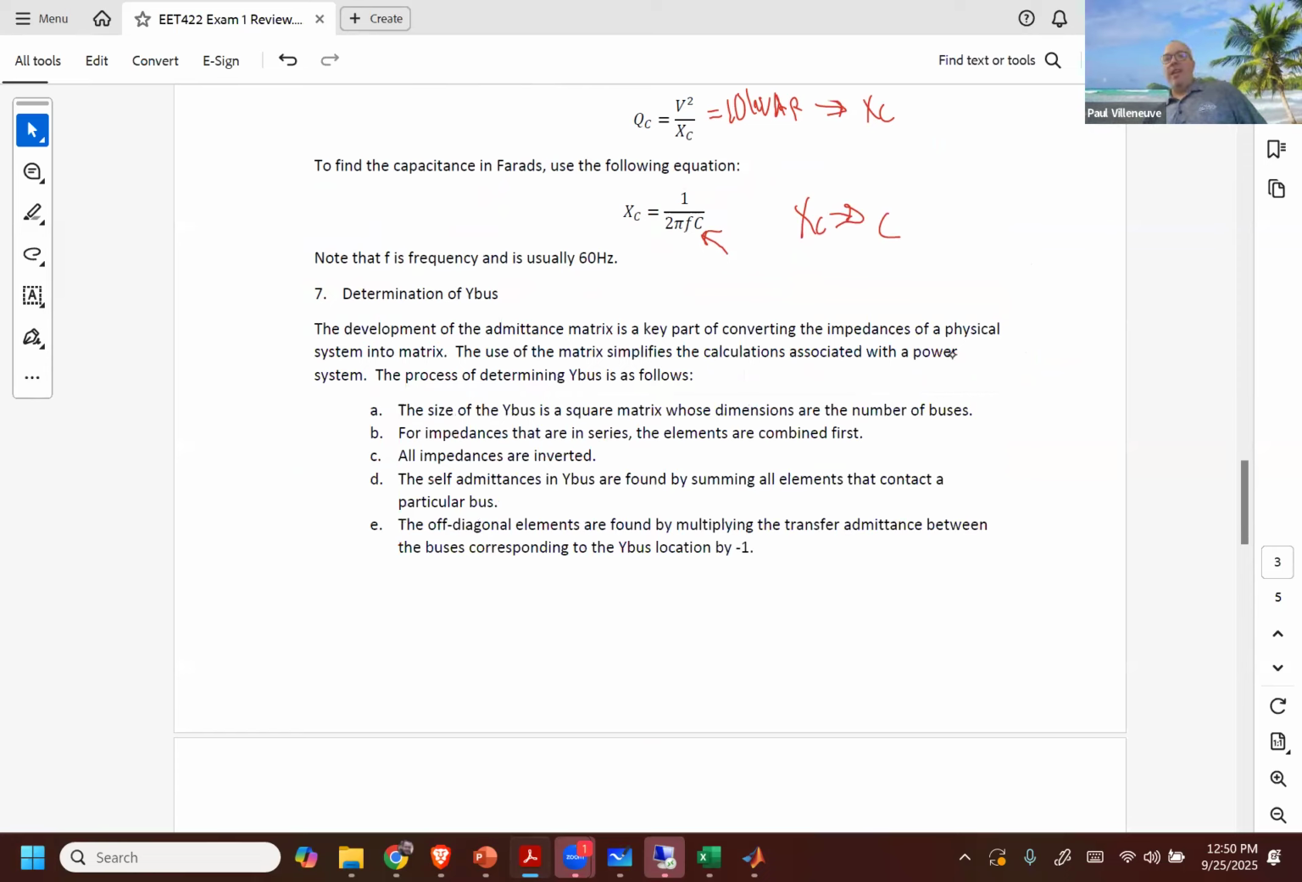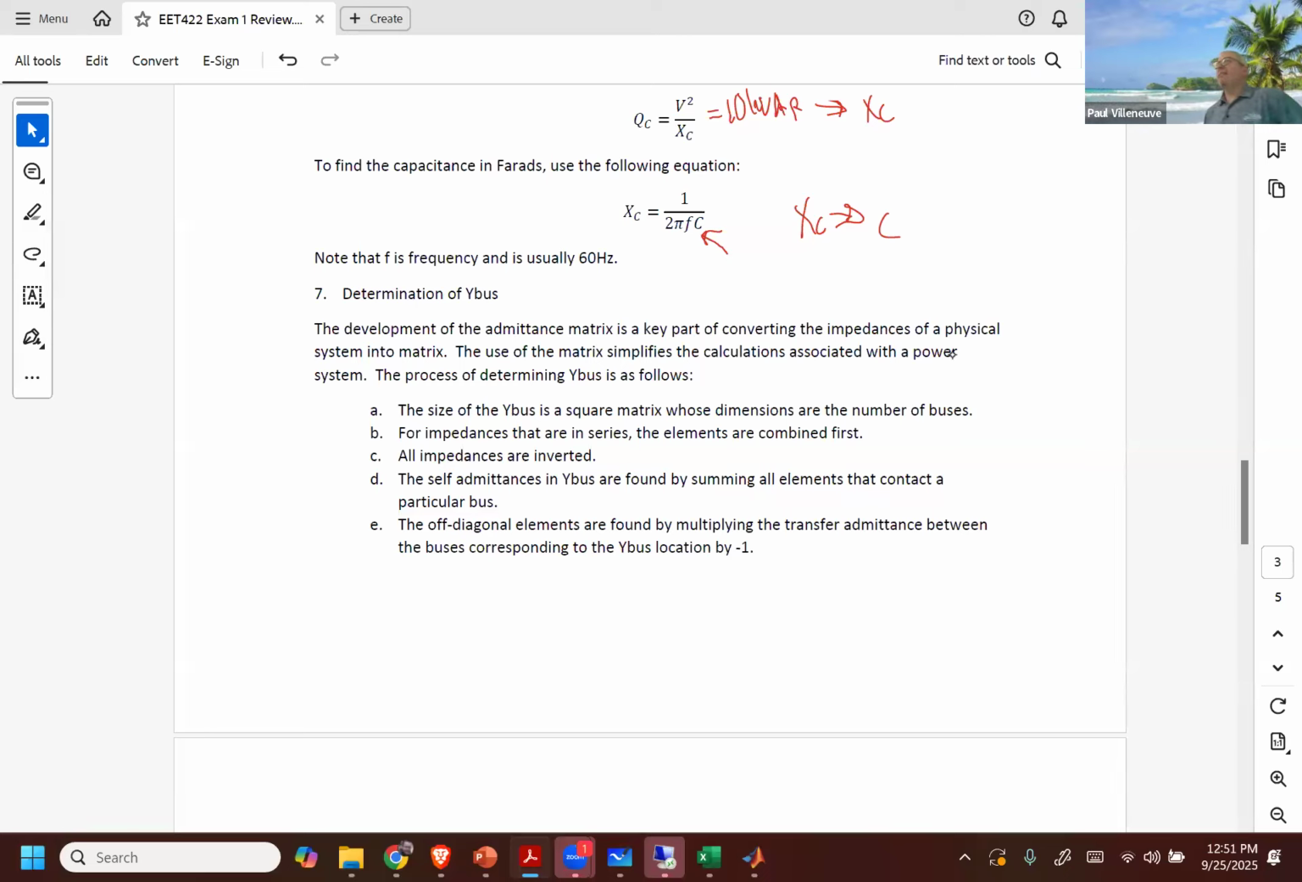Then our first sort of new-ish topic is determination of Y bus, which what we found in the lab and the homework isn't all that particularly complicated, is it? But it's an approach. And here is that approach laid out for you. First off, however many buses you have is going to be the dimension of your Y bus. So if you've got a 50 bus system, you've got a 50 by 50 matrix. If you have 1,000,000 buses, it's 1,000,000 by 1,000,000. So that'll help you preliminarily lay out what your Y bus looks like. Make sure you do this in advance.